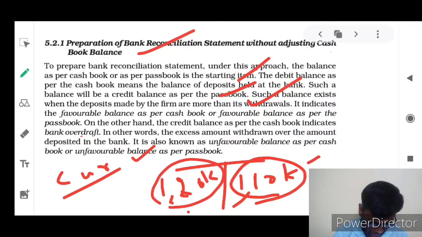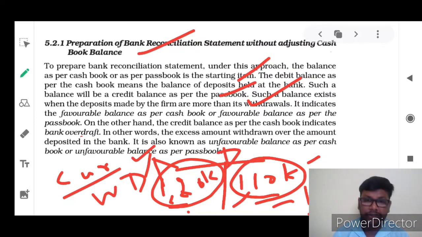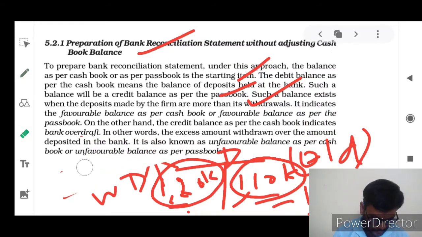So if you are withdrawing 1 lakh 20,000 rupees, here it is minus 10,000 rupees, isn't it? What is your available amount in the bank? Minus 10,000 rupees, which means you are responsible to pay 10,000 more to the banker. So here withdrawals are excess. Withdrawals are more than the deposits. You deposited only 1 lakh 10,000, and now you withdrew 1 lakh 20,000. Anyway, it is not a favorable balance. It is an unfavorable balance. It is called overdraft, OD. Overdraft is the biggest disease for the business.